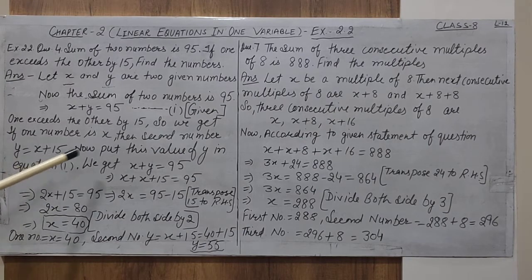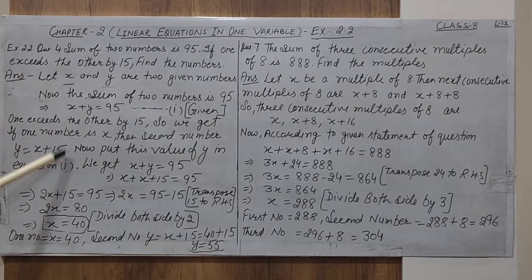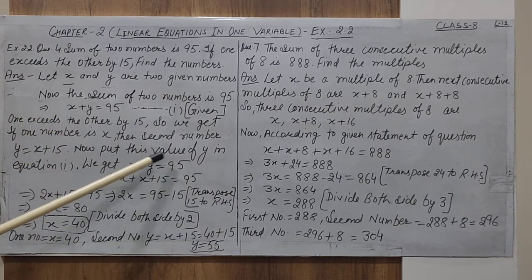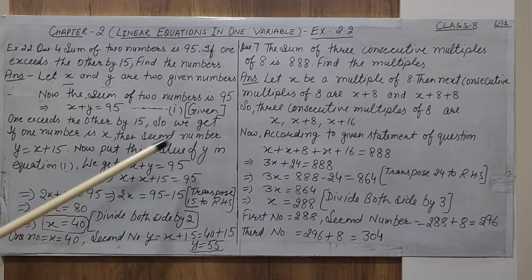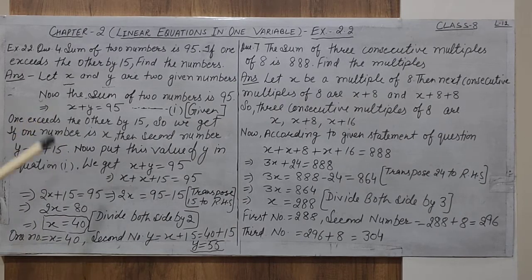If one number is x, then the second number, that is y, in the form of x is x plus 15. Now put this value of y in equation 1. Now we have to put the value of y. x is placed as it is because this is considered the first number. The second number y changes into x by the given condition.